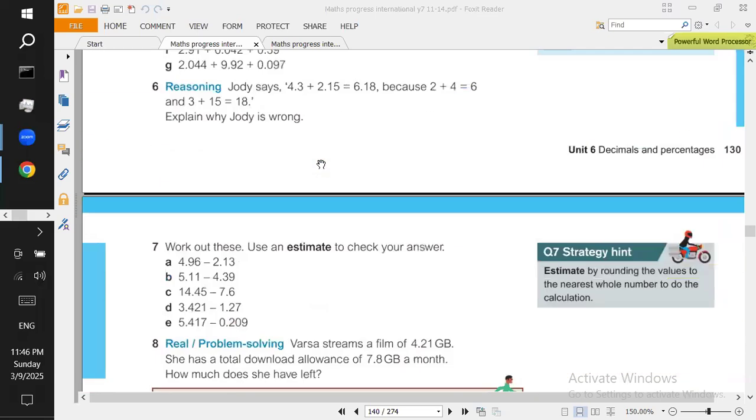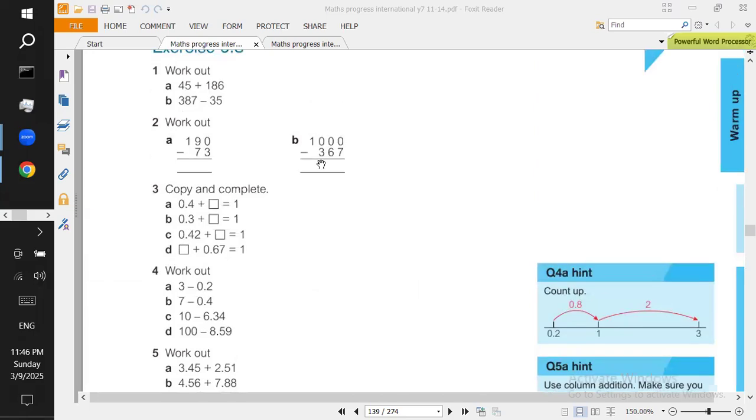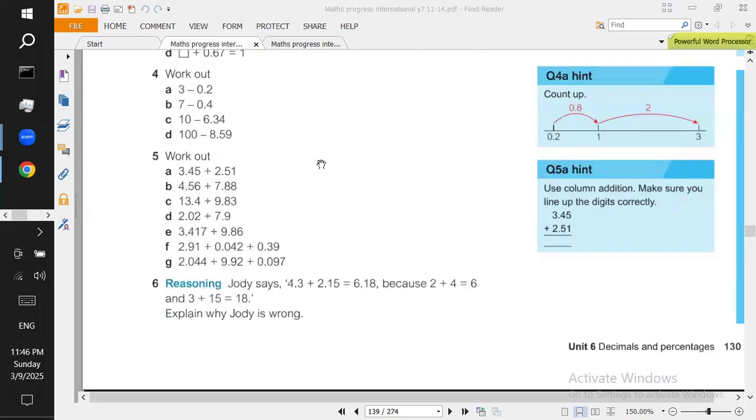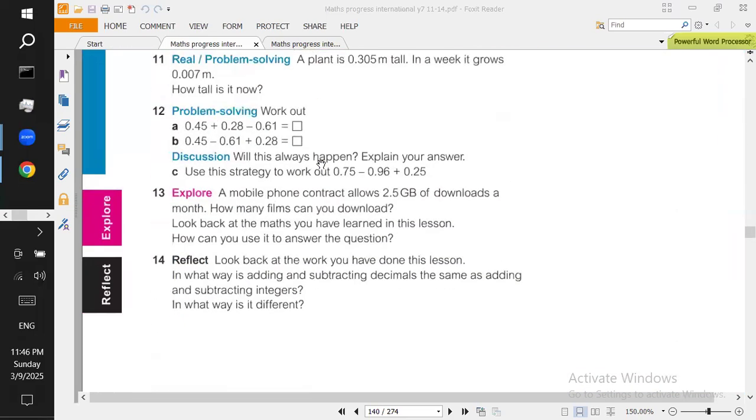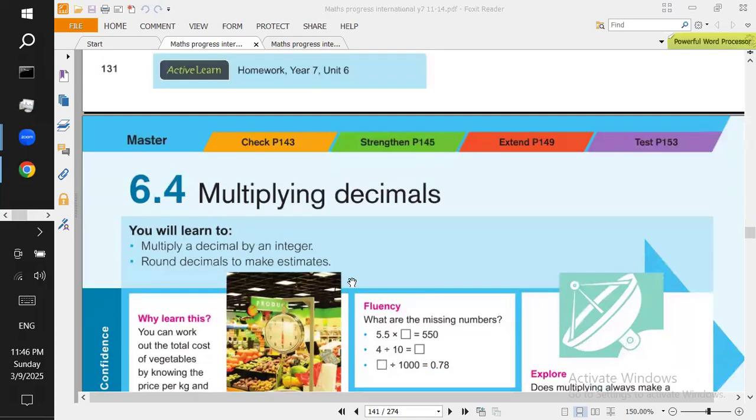Let's see. Yes, I think we covered this lesson. Yes, 6.3. And that's the idea of adding and subtracting decimals. Now, give me a second.